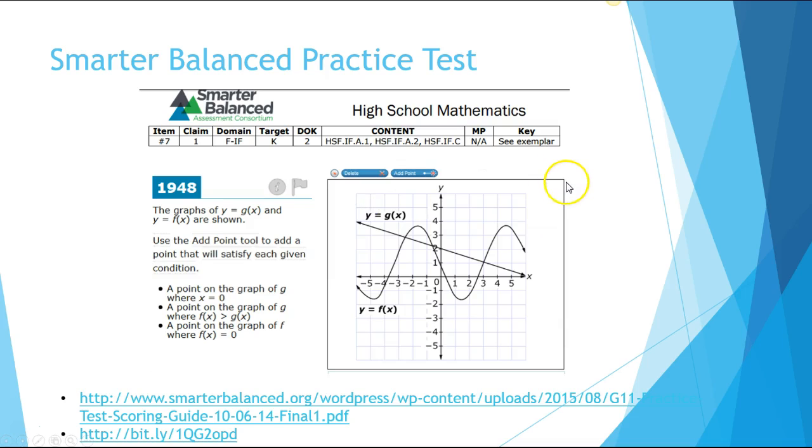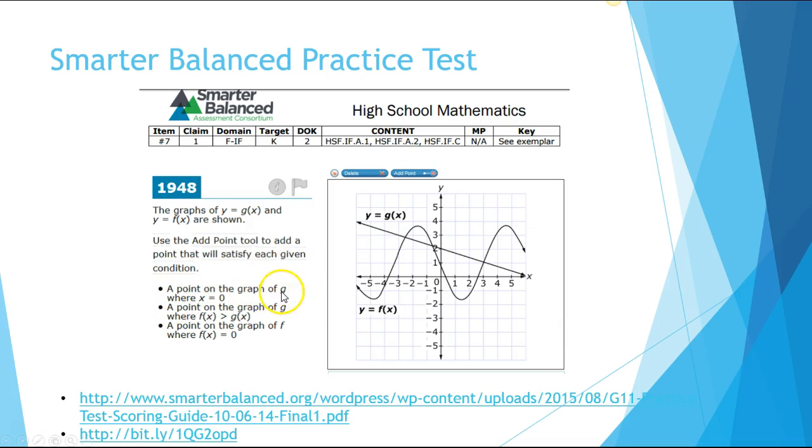As we look at the next one, this one is from the Smarter Balanced Practice Test, and this one is asking them to compare two functions. So the Smarter Balanced tests are given at the 11th grade level, so although this is a sine or cosine type function, they would still want the students to be able to compare them. So we talk about g of x, and we also talk about f of x being two separate ones, and they want them to use the add point tool to add a point that will satisfy each given condition.